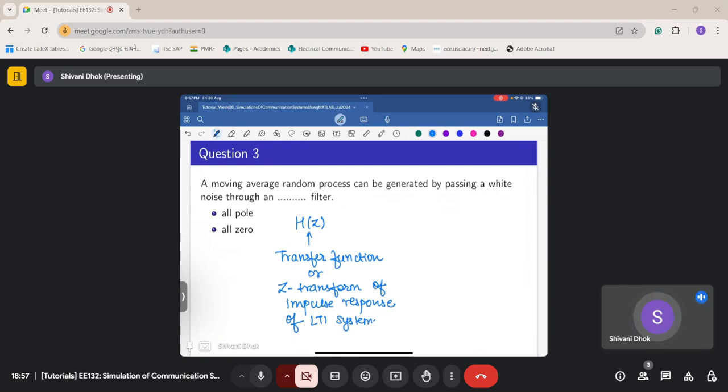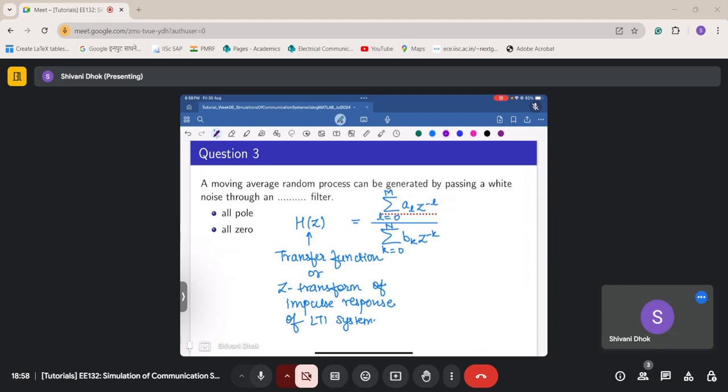and this can be written as a rational function where I'll have a numerator polynomial, L equal to 0 to M, a_L into z to the power minus L, divided by a denominator polynomial, k running from 0 to N, b_k z to the power minus k. Okay, so this is a standard representation for the z transform of any discrete time LTI system.